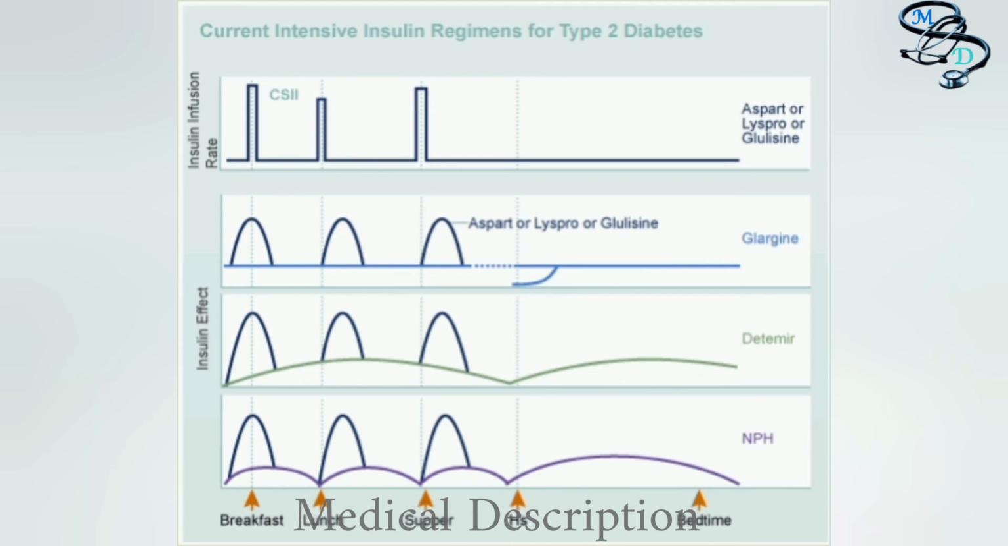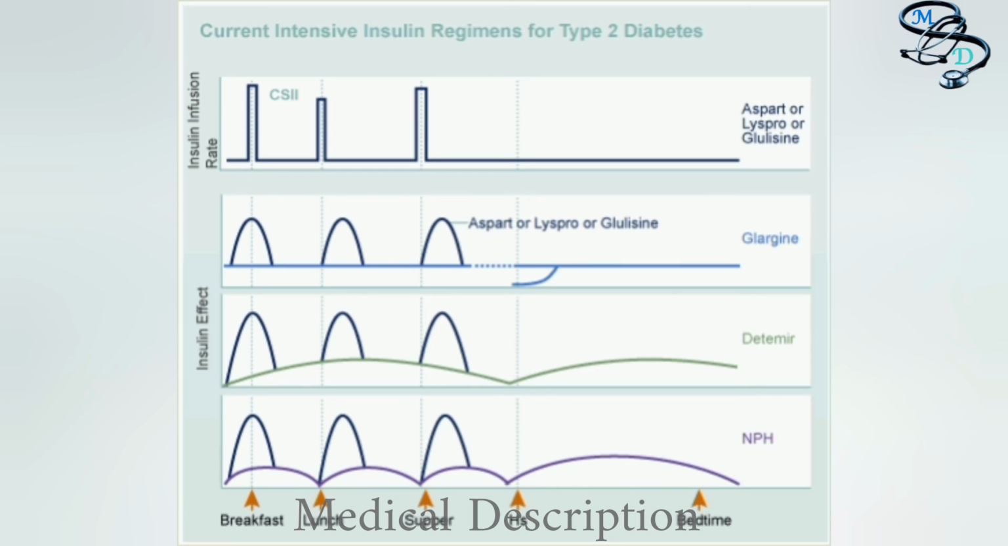Then we have intensive insulin therapy. What is intensive insulin therapy? An intensive insulin regimen attempts to mimic the body's normal pattern of insulin secretion and deliver replacement insulin using the concepts of basal and bolus insulin coverage.